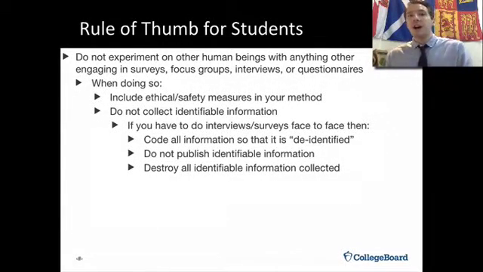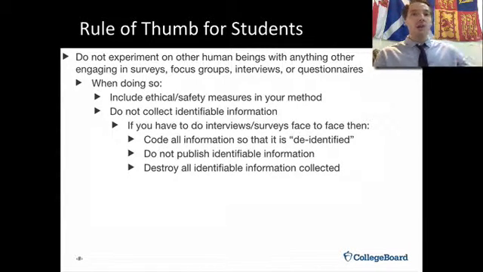You can't experiment on other human beings with anything other than engaging in surveys, focus groups, interviews, or questionnaires. A lot of you are doing surveys or interviews or focus groups, so we need to think about how we can do that ethically. So make sure that you include safety measures in your method. Make sure that when you're doing your inquiry proposal form, you're explaining how you're going to keep those private and anonymous. Do not collect identifiable information like names or distinguishing features or describing the person that you're interviewing.